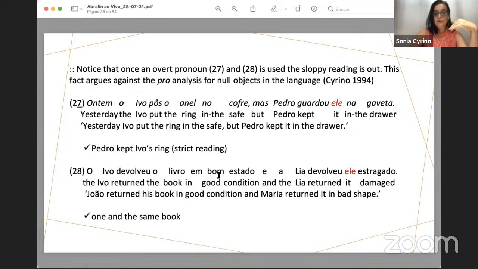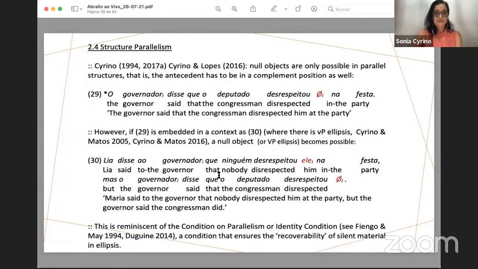O Ivo devolveu o livro em bom estado e a Lia devolveu ele estragado. This can only mean one and the same book. And this is one of the reasons why I argued in 1994 that we cannot consider the null object in Brazilian Portuguese to be a little pro, because it's not just a non-overt pronoun: when you have the overt pronoun, it doesn't work like the null object.